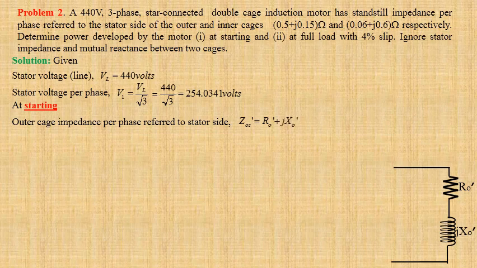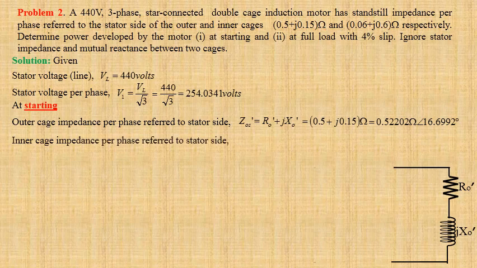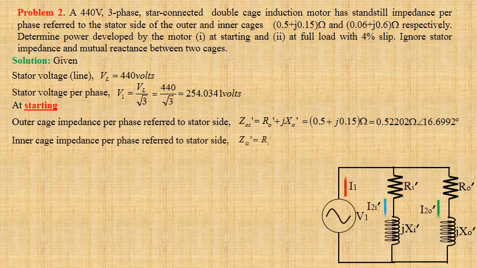At starting, outer cage impedance per phase referred to stator side ZOS dash equals RO dash plus jXO dash, that is equal to 0.5 plus j0.15 ohm. This may be written in polar form as 0.52202 ohm at an angle 16.6992 degree.